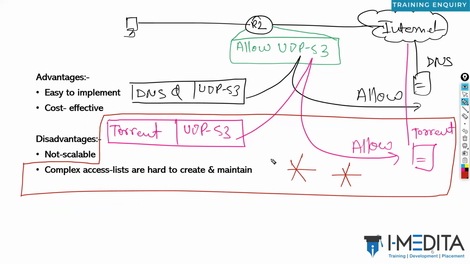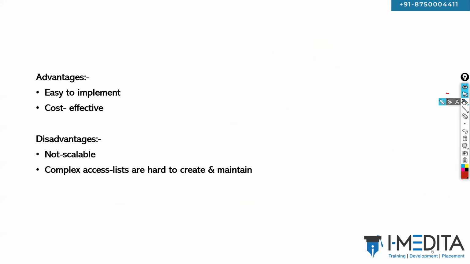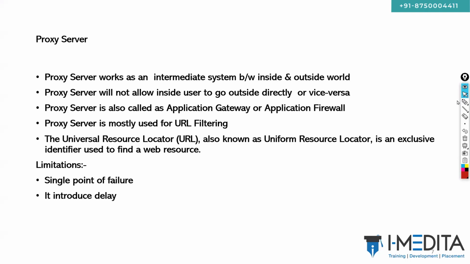So these are the advantages and disadvantages of ACL. After ACL, what is ACL, its advantage and disadvantage, the next thing we have is proxy server. So what is a proxy server? First of all, we will understand it with the help of a diagram. The diagram is in this way.